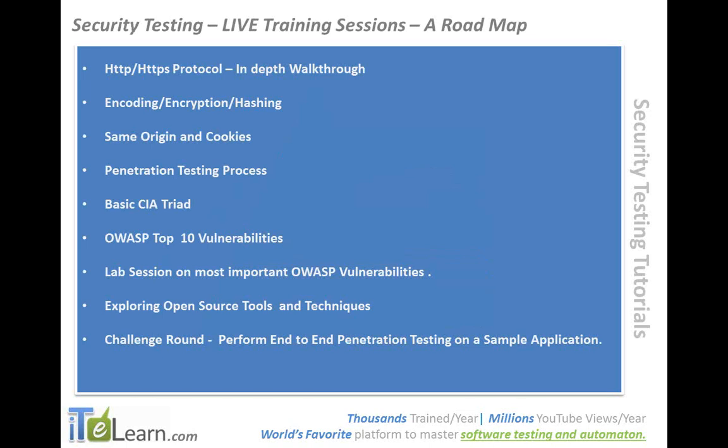These are the topics that we are going to cover as a part of our security sessions, which are going to be scheduled in a while. The live sessions for all these topics will be about 25 hours roughly. First, we will go through the protocols in depth, encryption methodologies, encoding, hashing, the way in which cookies work, the penetration testing process, and the basic CIA triad, which stands for confidentiality, integrity, and availability. We will understand OWASP. OWASP is an open source project wherein they list all the vulnerabilities of the security of a web-based application, and they revise it year on year based on the number of attacks.